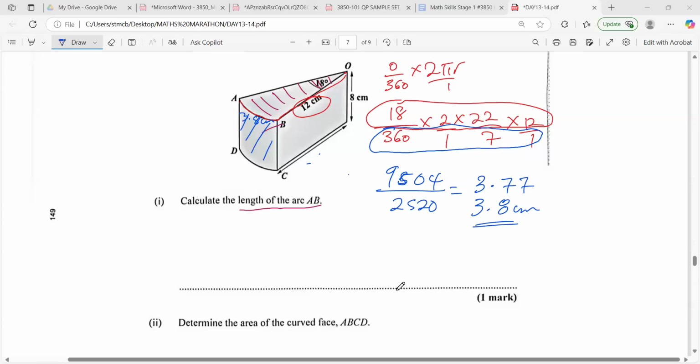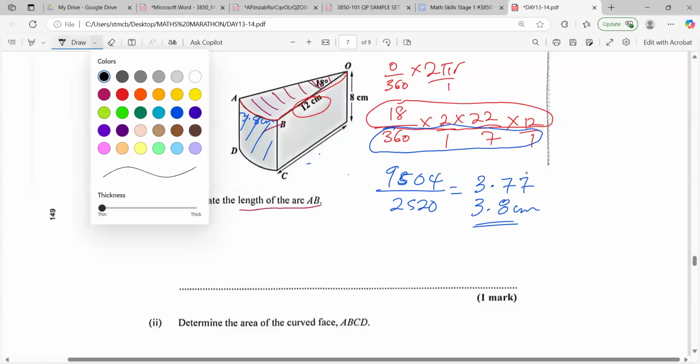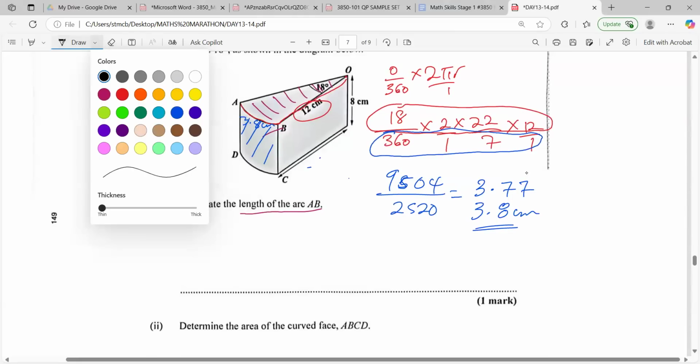All right, so it's determine the area of the curved face first, A, B, C, D, right? So we already know from calculation, yeah, Paris and Moisha as well. We already know, so this part here is going to be 8, right? All right, guys, let me try some.